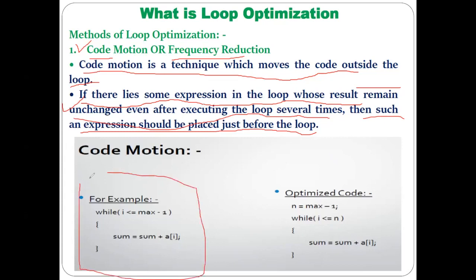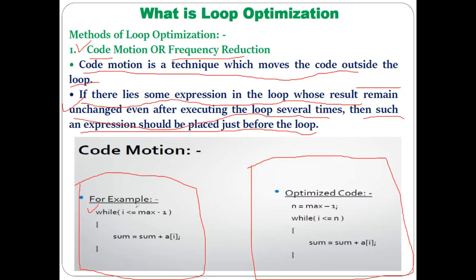This is the example before the loop code optimization, and this is after the code optimization. Now in this, you can see while I is less than or equal to max minus 1, and in braces we have sum is equal to sum plus a of I. Now, what expression related to this loop, if we write it outside the loop, will not affect the result? Because of that, the processing can be reduced. If the processing is reduced, the execution time of the program is reduced.